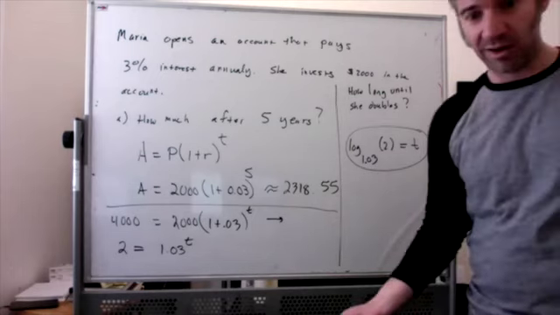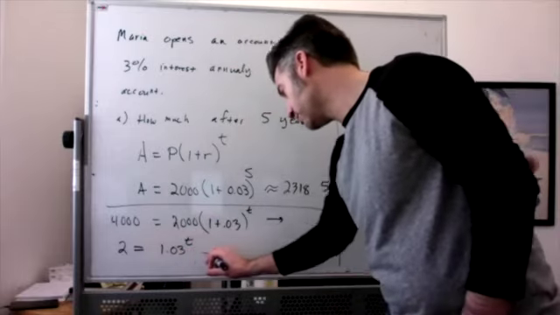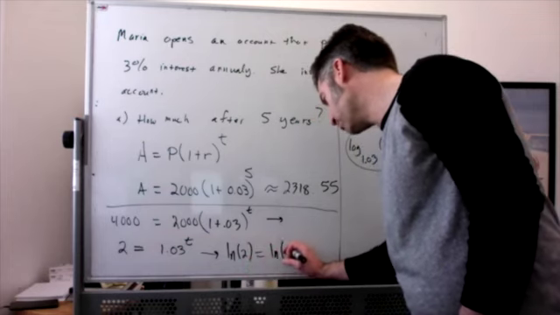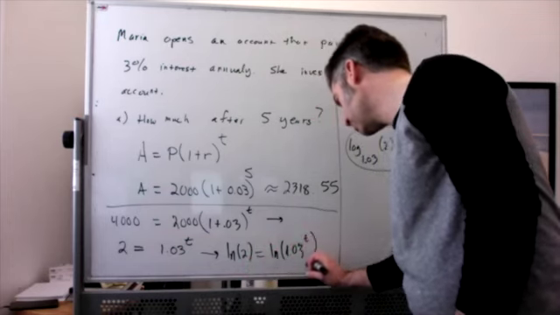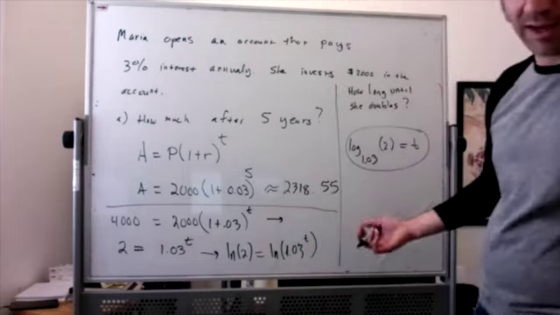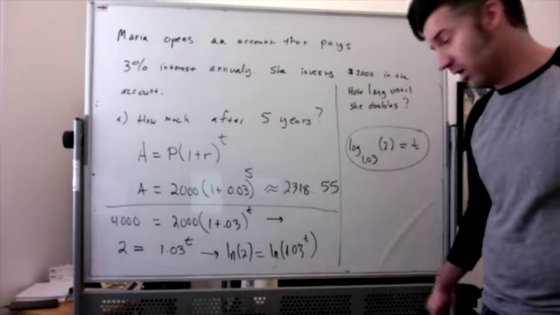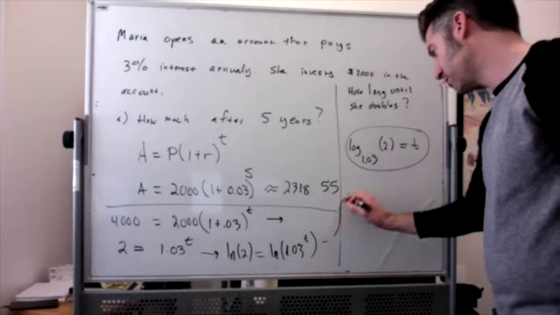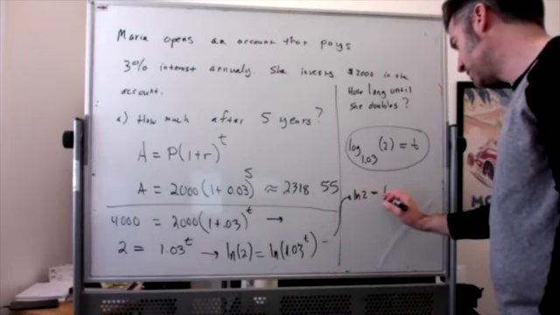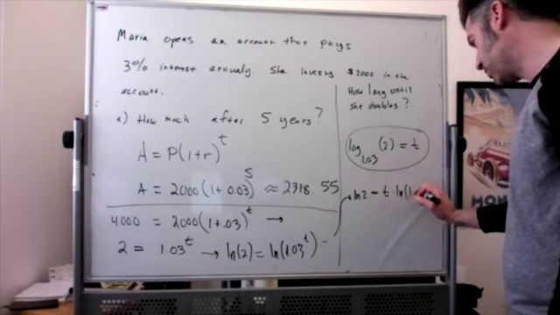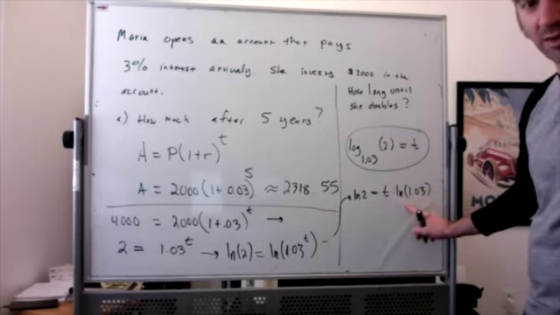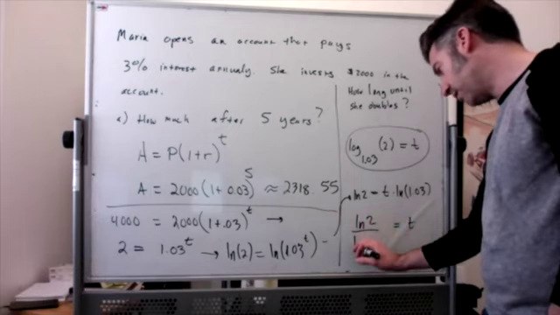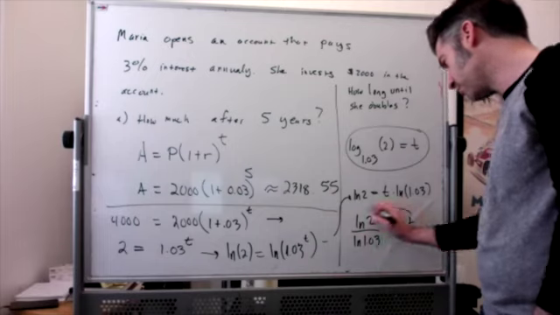Instead, we're going to use the natural log. So I'm going to take the natural log of both sides. The natural log of 2 equal to the natural log of 1.03 to the t, and then the t can come down in front. If you're ever trying to solve for a variable that's in an exponent, usually the plan of attack is to take the log of both sides, usually the natural log. So then I've got the natural log of 2 equals t times the natural log of 1.03. And then I can divide both sides by the natural log of 1.03, so that t is equal to the natural log of 2 divided by the natural log of 1.03.